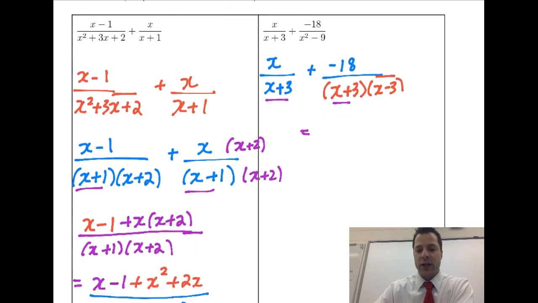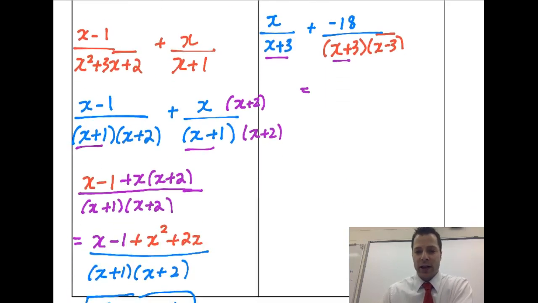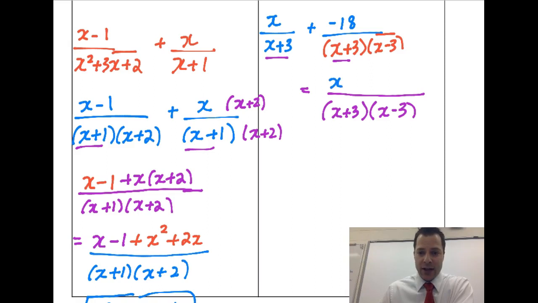We're going to list the factors of the LCM: x plus 3 and x minus 3. We do not have to write x minus 3 twice, since this one already has it, so you just do the first power. Now, the fraction x over x plus 3 is missing something: it doesn't have the x minus 3, so this is going to get multiplied by x minus 3.